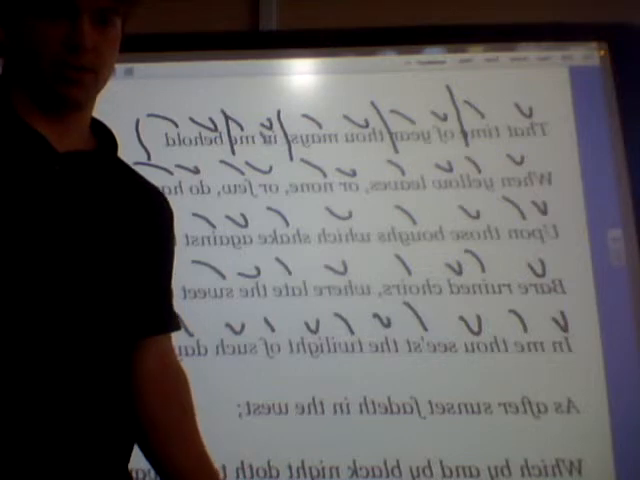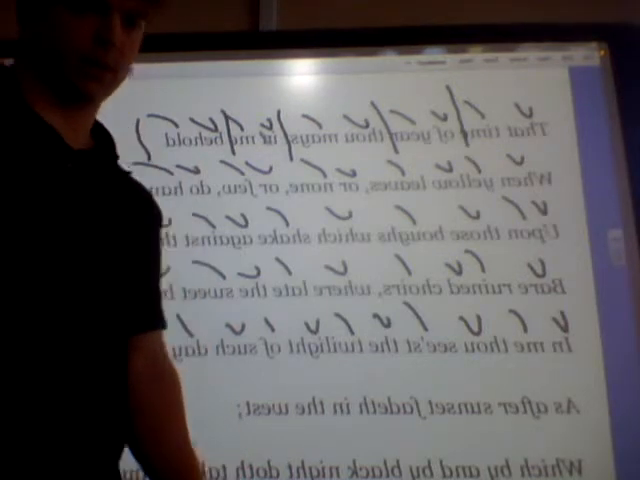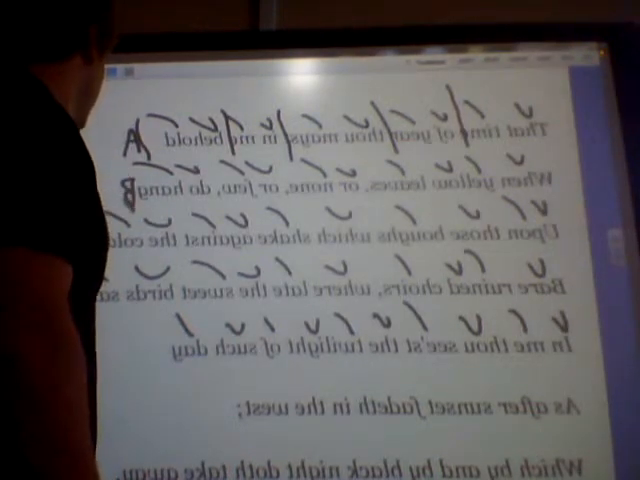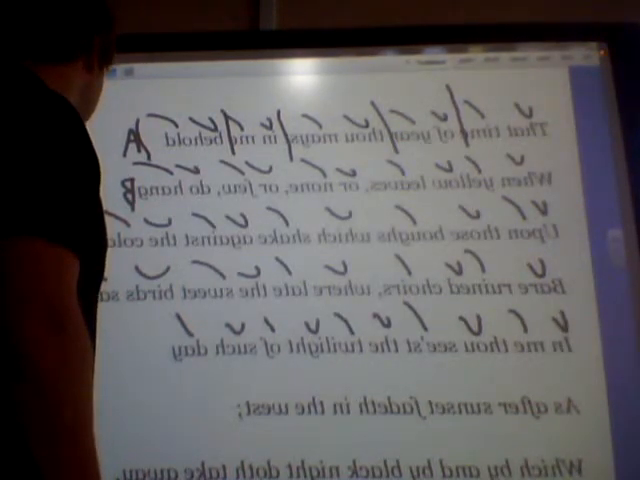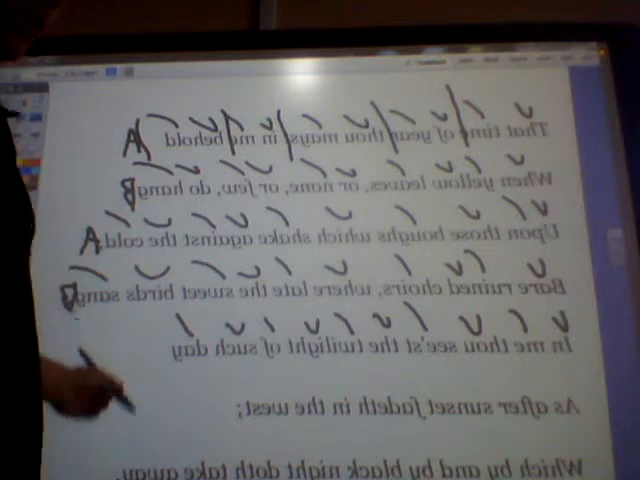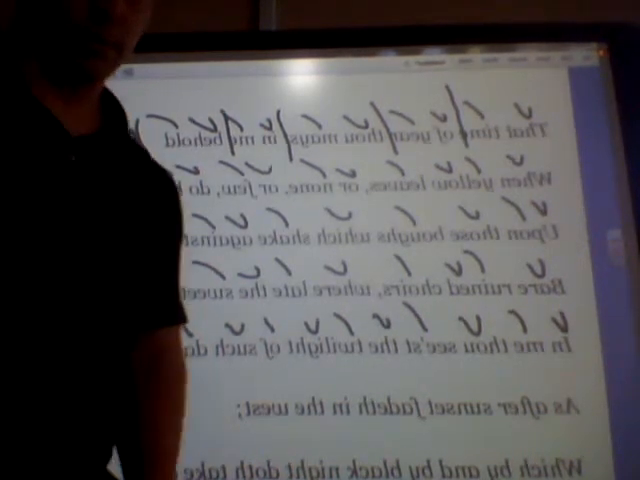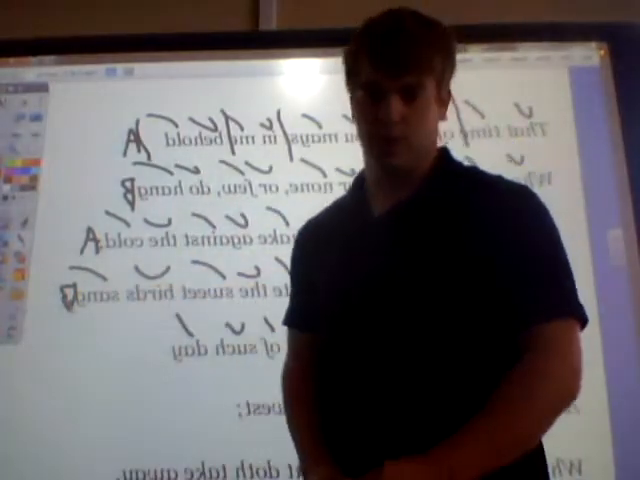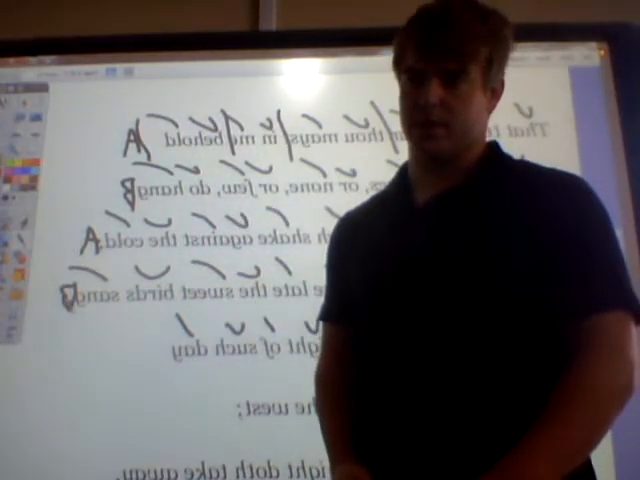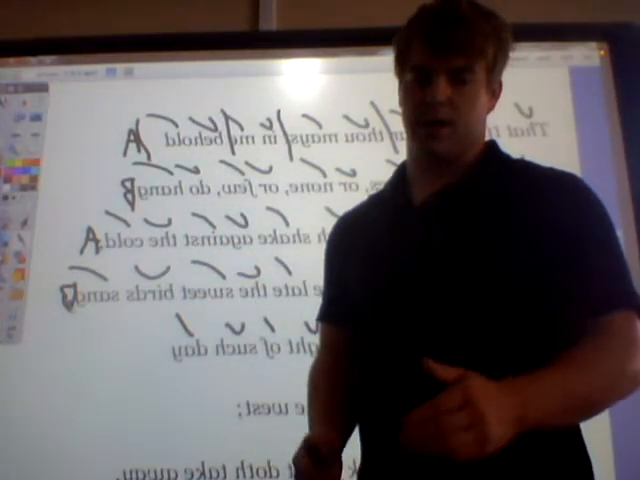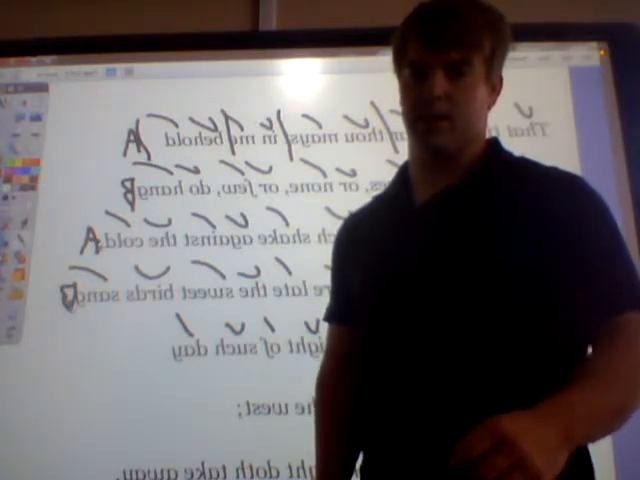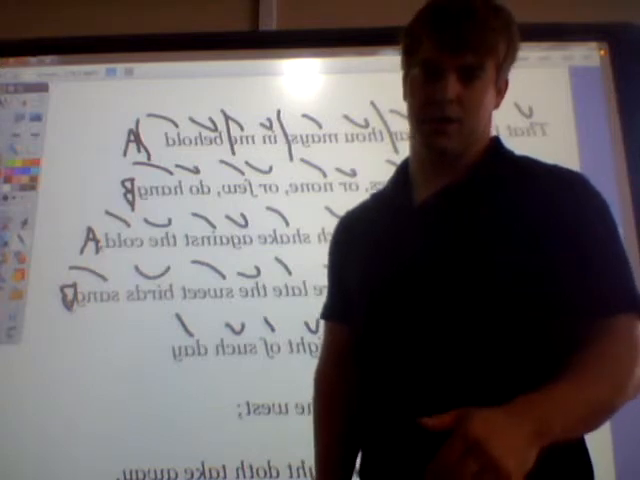We could analyze the rhyme scheme. Let's analyze the rhyme scheme. So right here in these first 4 lines, we have A, B, A, B. And as we talked about in class, Shakespearean sonnets are generally A, B, A, B, C, D, C, D, E, F, E, F, and a heroic couplet at the end called the turn, G, G.